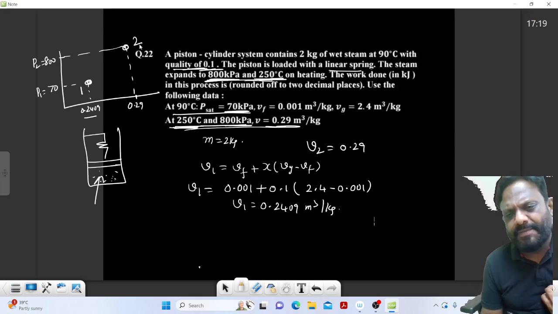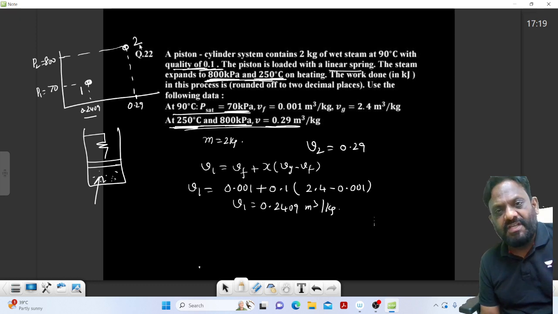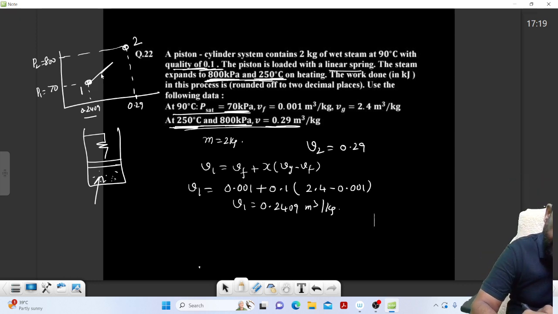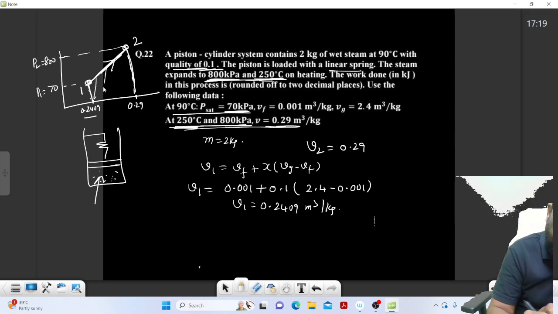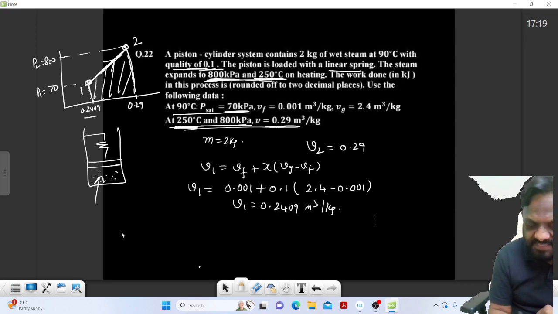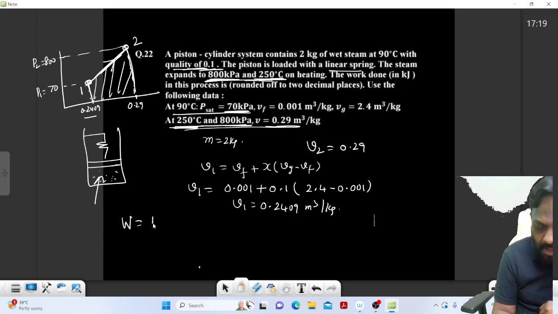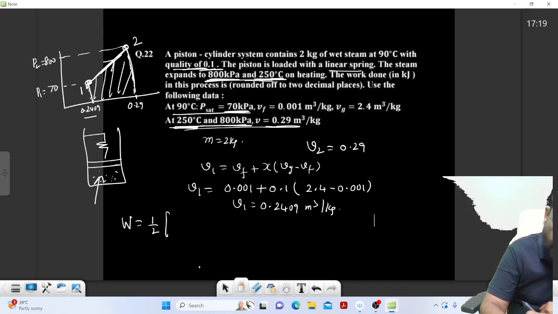And it is a linear spring. We have done thousands of questions. It's a linear spring, so therefore it varies linearly. I have derived how it is linear. It is a closed system. For a closed system, what is the work? Project this and calculate this area of a trapezium. He is asking for work. Work is equal to the area of the trapezium: half into the sum of the parallel sides.